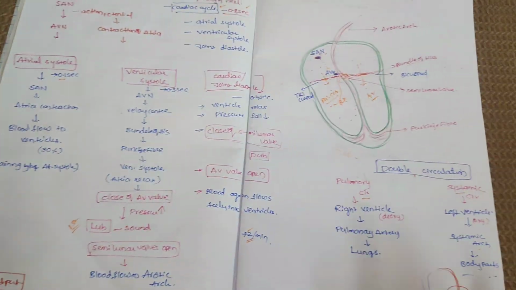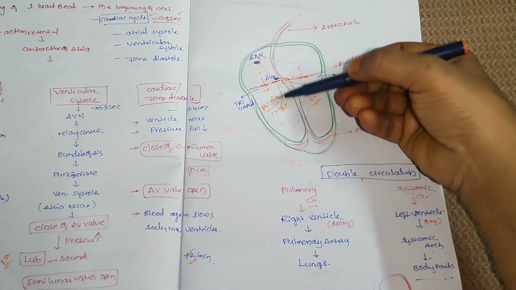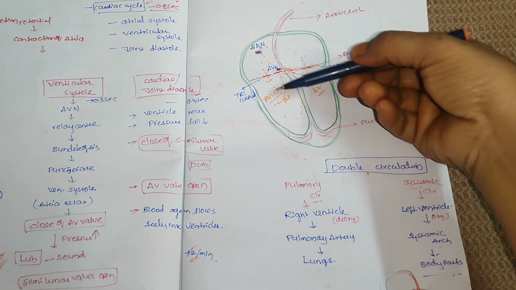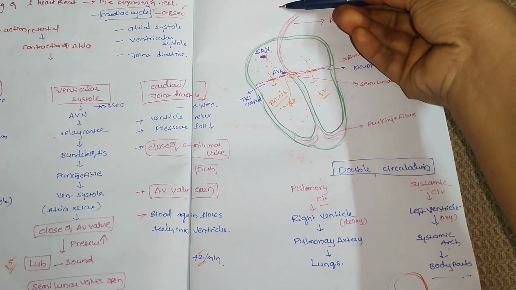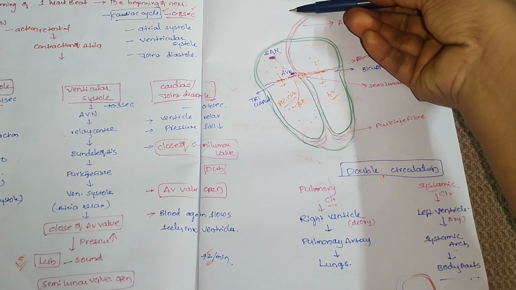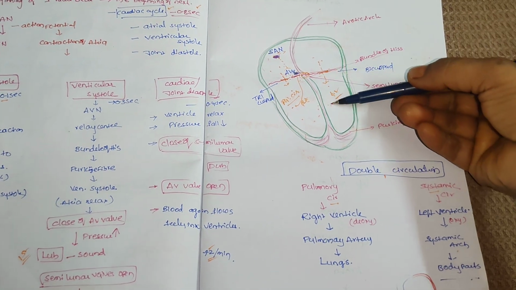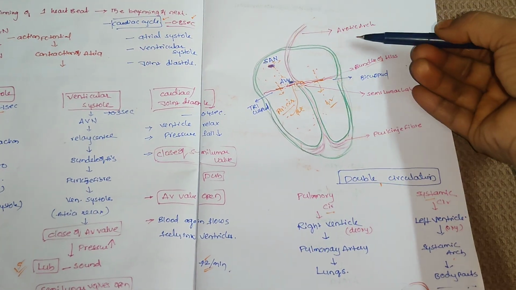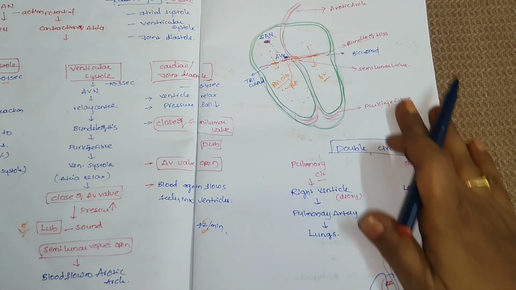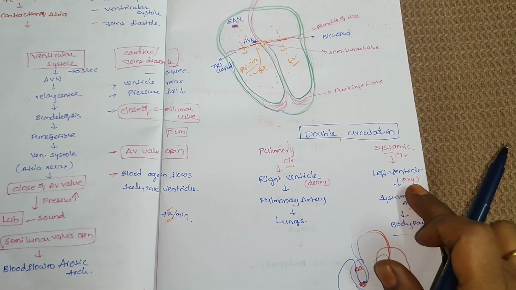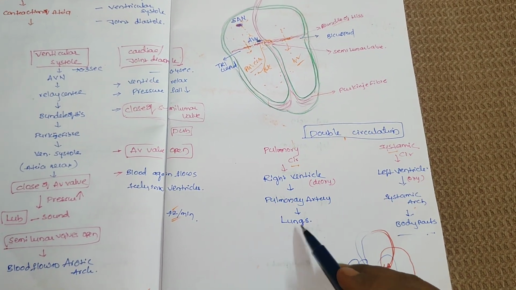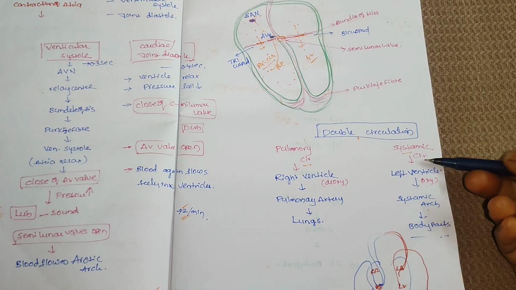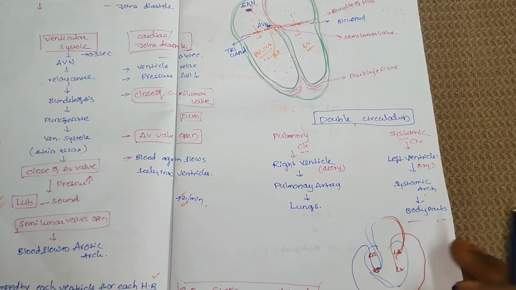Already I discussed this in the introductory part. So you have to remember blood goes from where to where. Deoxygenated blood goes from the right atrium to the right ventricle. With the help of the pulmonary artery it reaches the lungs for purification. After purification it reaches the left atrium, then the left ventricle, then the aortic arch to the body parts. So this is the sequence. Pulmonary circulation means deoxygenated blood reaches the lungs to become oxygenated. Systemic circulation means oxygenated blood reaches the body parts.